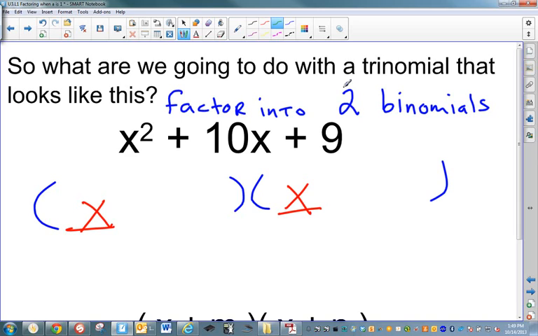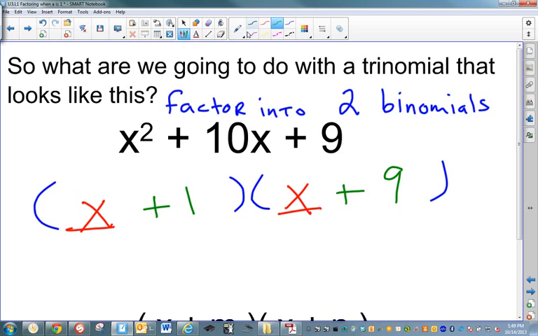Enrique? x plus 1, x plus 9. We're undoing distributive. Yes, we're moving backwards. That works out. So let's check this and see if it worked out.